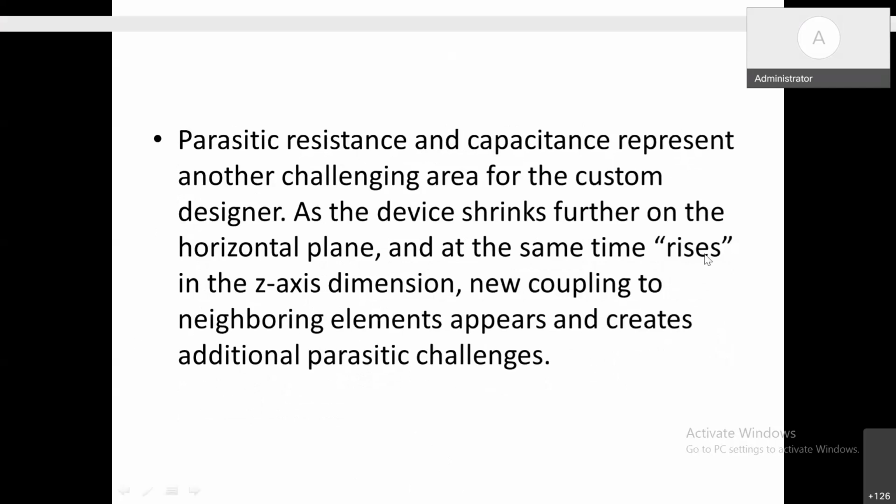So when the device dimension reduces, there will be a new coupling to the neighboring elements, and this may appear as parasitic capacitances or parasitic resistance between the different elements present in the device. So there may be an increase in the parasitic resistance and parasitic capacitance present in the FinFET device, which we are going to fabricate at 16 and 14 nanometer. So this has to be taken care of.